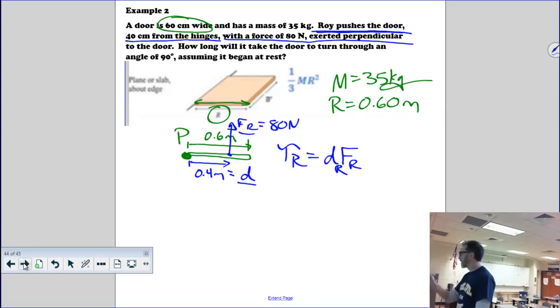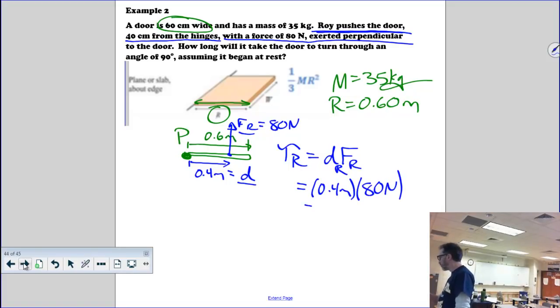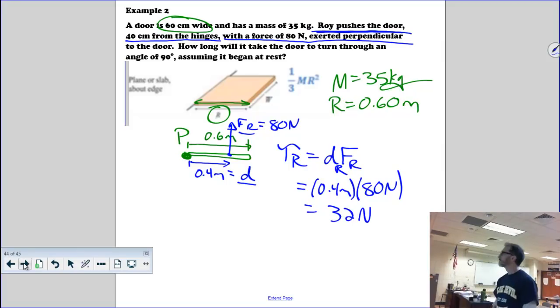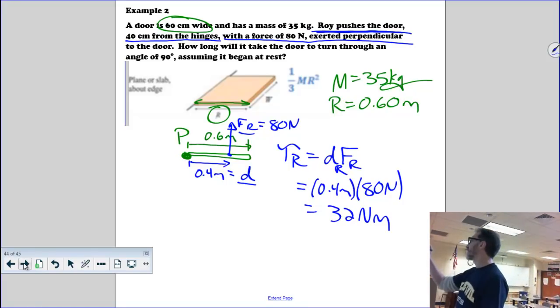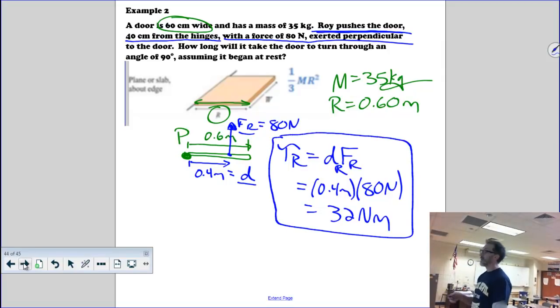And they're perpendicular, so I'm not even going to worry about my angles or anything, right? So let's see, my lever arm is 0.4 meters. Force of Roy is 80 newtons. Multiply this, and you get 32 newton meters. All right. Cool. So I kind of did that without even reading the problem. But the idea is Roy is trying to cause the door to turn, right? So this is the torque that he's going to produce that causes it to turn.